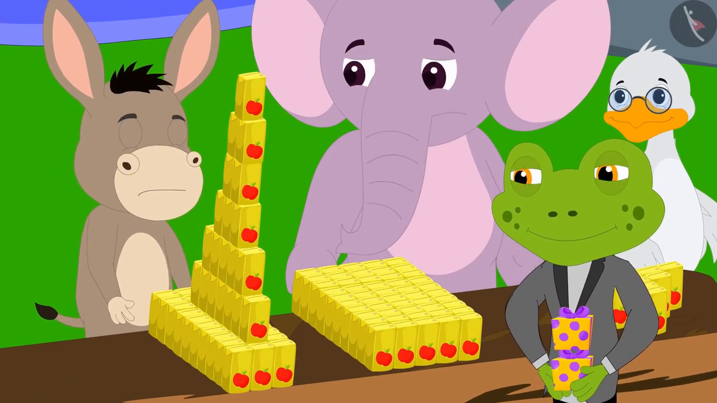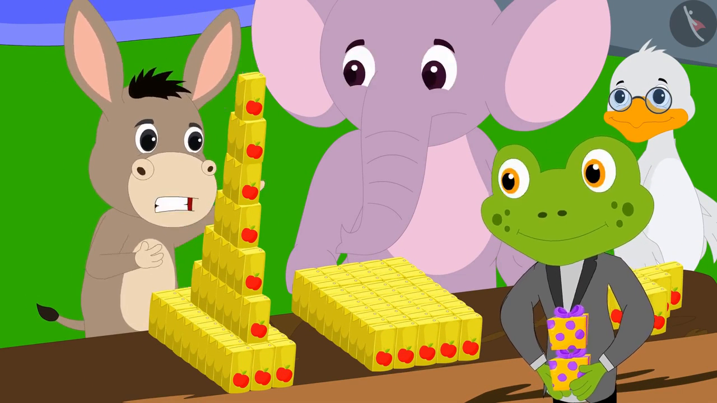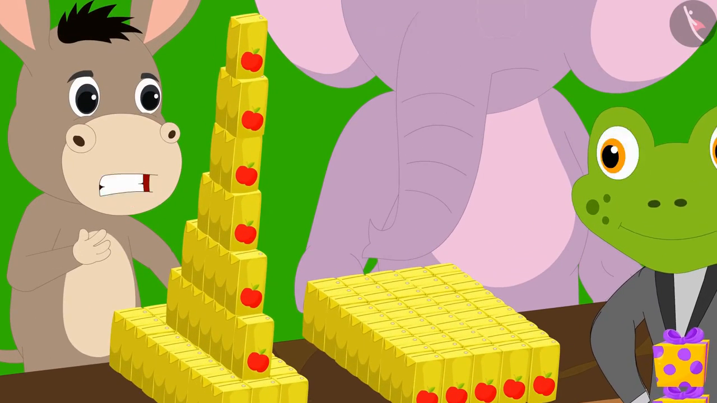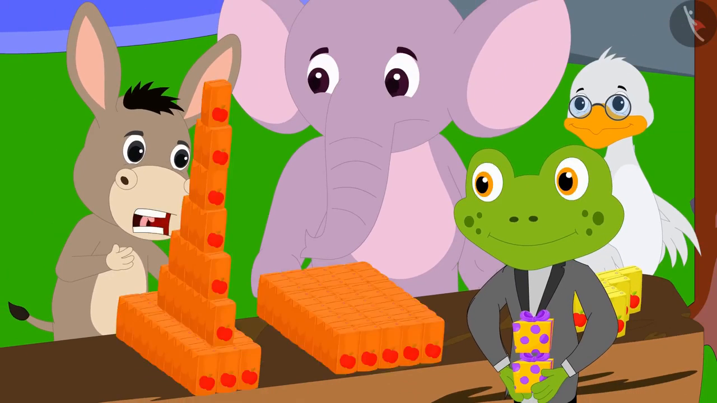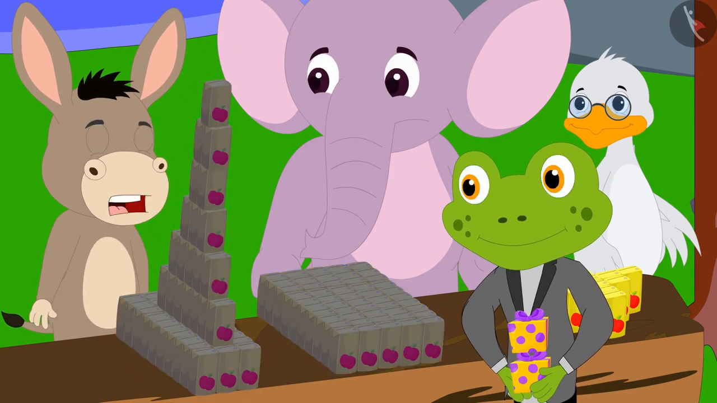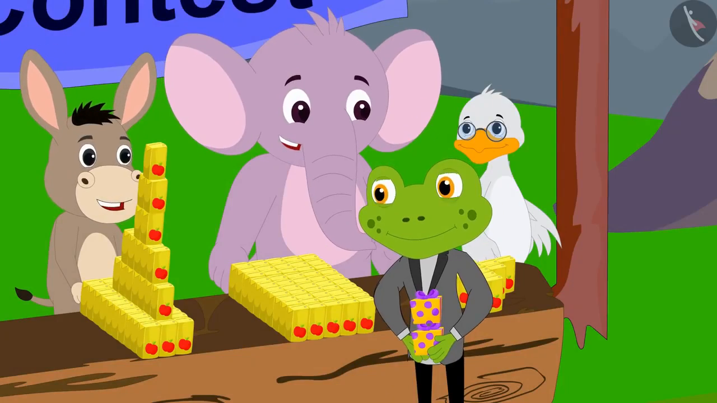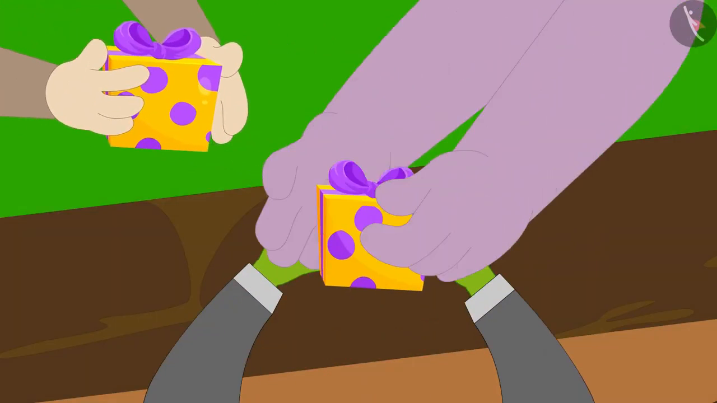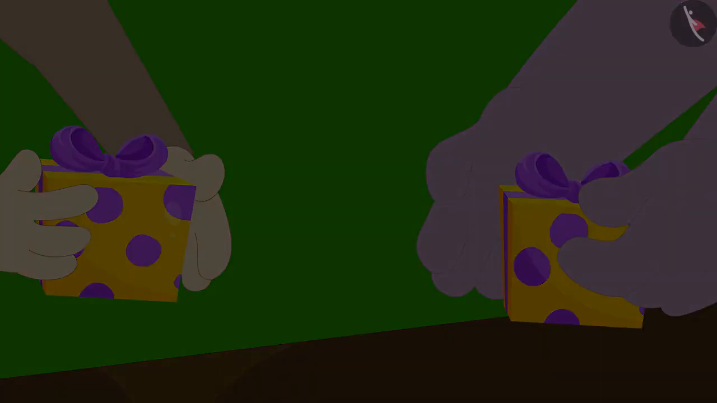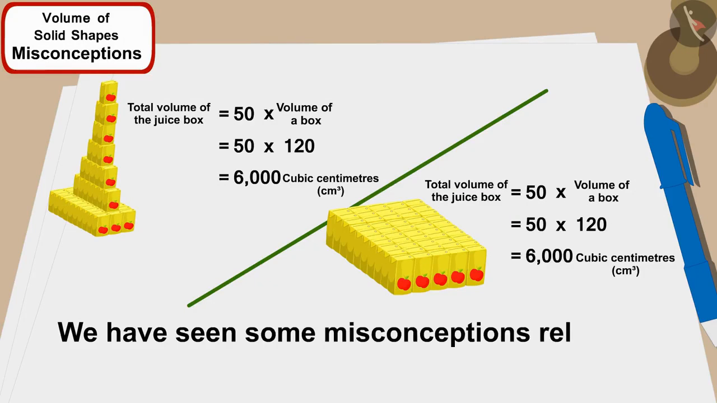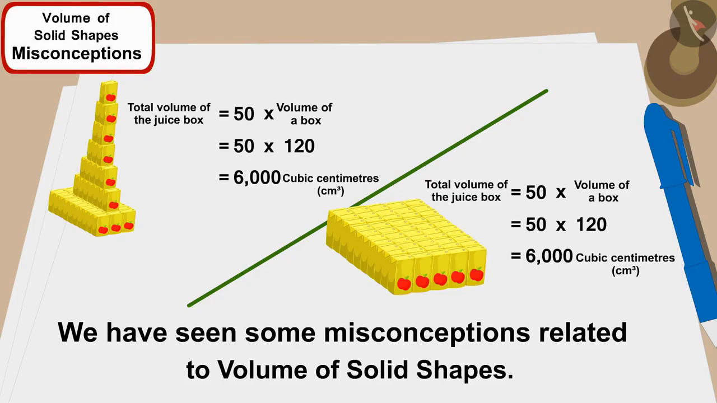Oh, good. Now I get it. Even though Appu's and my shapes look different, because we have used the same number of boxes, the total volume of the juice boxes used in our shapes is exactly the same. Bhola told Tarru. The two friends understood the point. Both of them happily shared the prize in half. Children, in this video, we have seen some misconceptions related to volume of solid shapes.